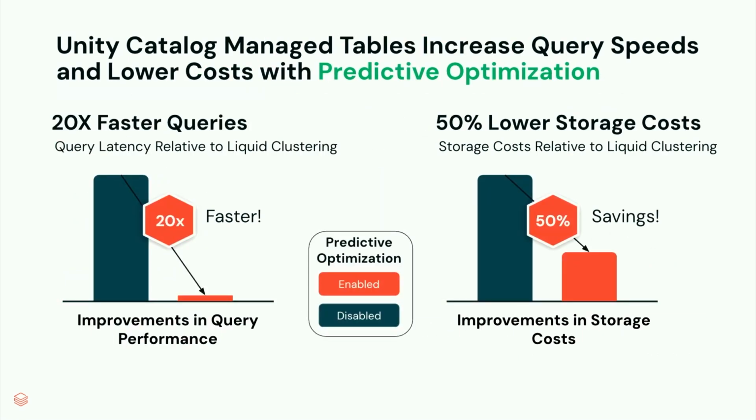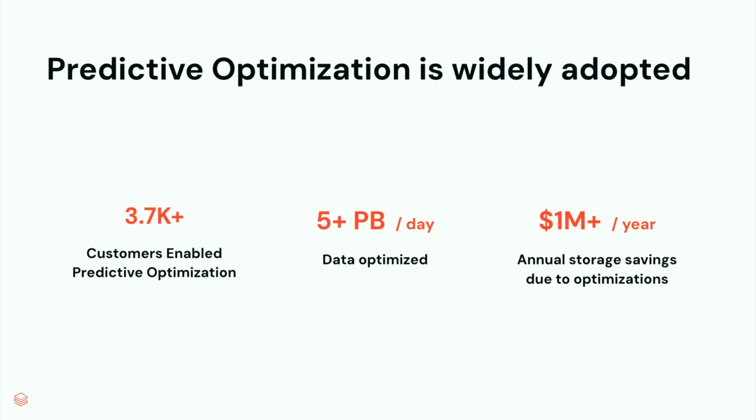So now let's dive into the most important feature available with Unity Catalog managed tables that gives you a lot of these benefits, and that is predictive optimization. It gives you 20 times faster query speeds, as well as up to 50% lower costs, which I hope all of you remember from the quiz earlier today. Predictive optimization has been widely adopted. It's saving customers like Zepto $1 million annually, so every year they're saving $1 million. That's a lot of money. And if you're an even larger customer, then you'd save even more.